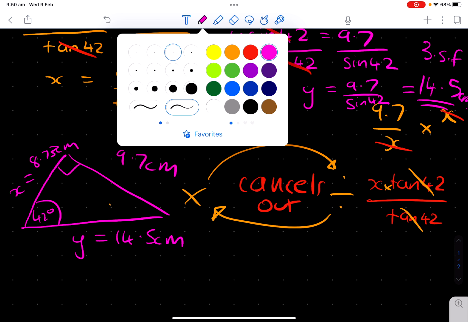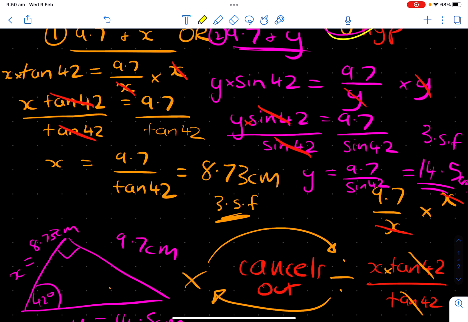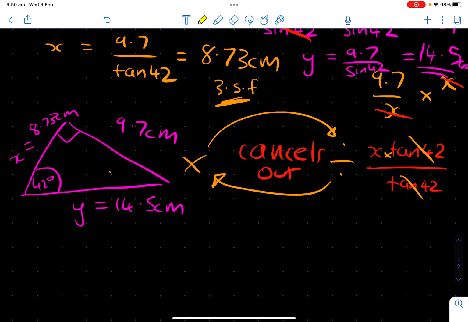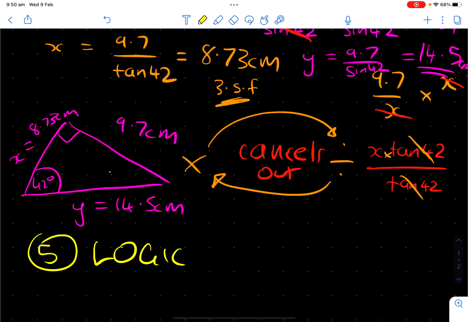Now our last check is, let's see, what step is this? We'll call this step 5, logic check. So the point of this step is to check that it makes sense. So we know that the hypotenuse is our longest side. So are both the sides smaller? We expect that this side here will be a bit longer, 9.7, and this side here will be a bit shorter, 8.7. It makes sense.